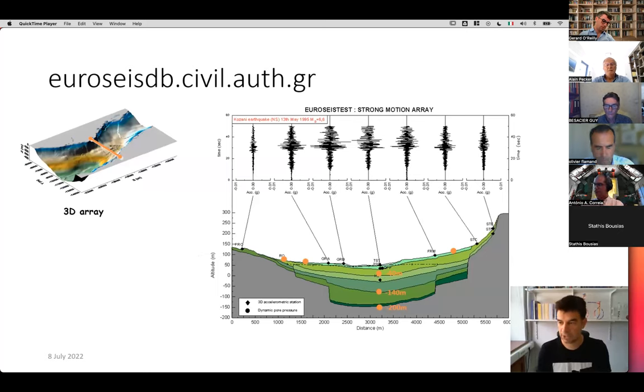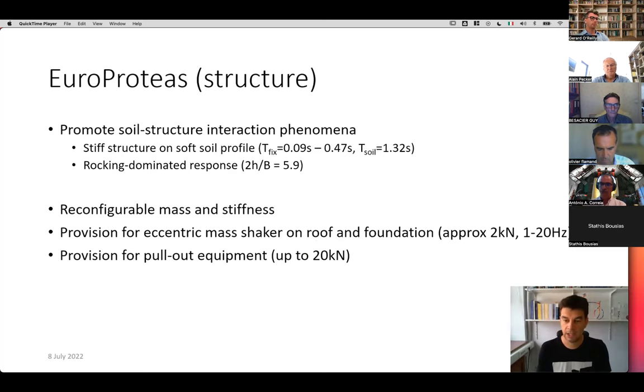This is the cross section, and you can see the position of the borehole, the instruments at the boreholes at minus 40, 140, and 200 meters, exactly in the middle of the valley. And in that specific point, in the middle of the valley, we constructed the EUROPROTEAS structure.